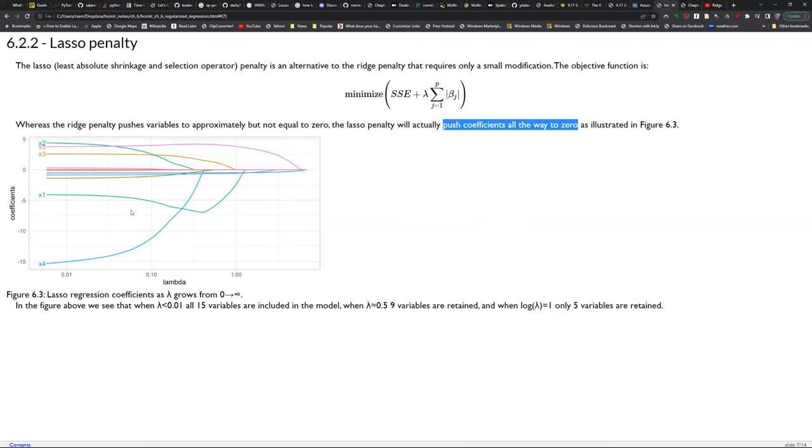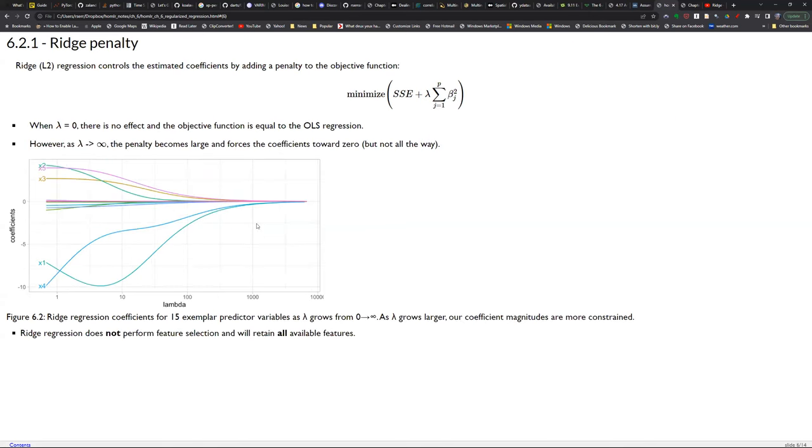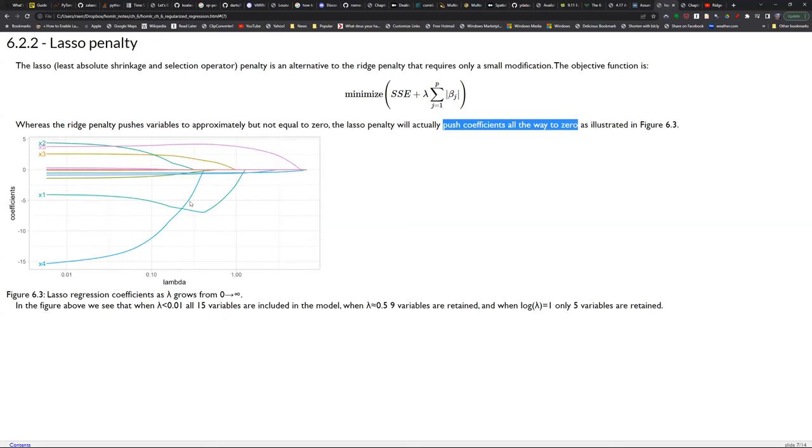So here, when we saw this, we saw that all these predictors are tending towards zero, but they're not reaching zero. Here in the lasso, they're reaching zero. In other words, the curves are steeper instead of asymptotic, and they are reaching zero, okay?